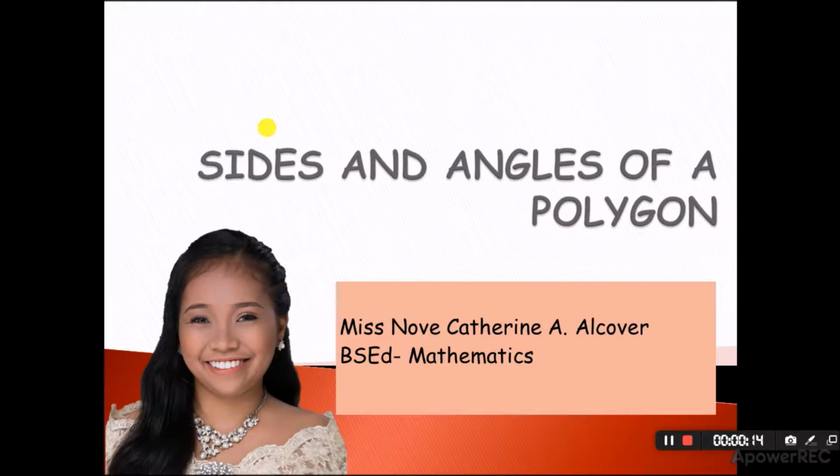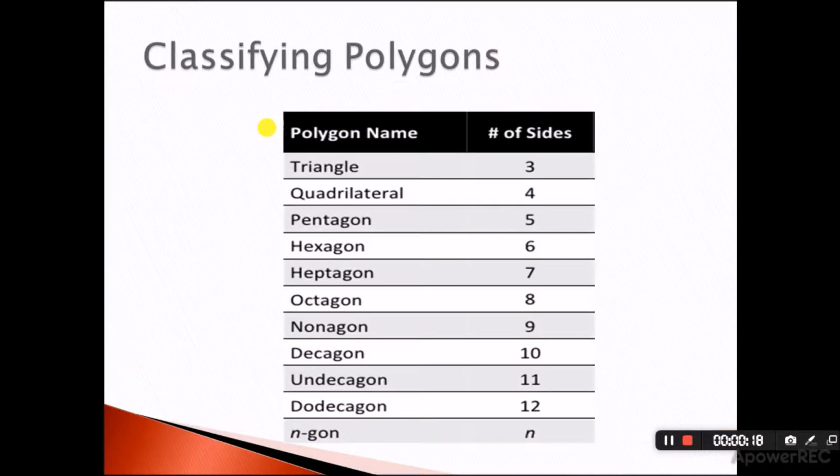That includes the problems involving them. So let's start classifying polygons. I guess you already know the different kinds of polygons. These are the different kinds of polygons from the triangle until the decagon. The sides involve n-gon, that's 12 or 20.